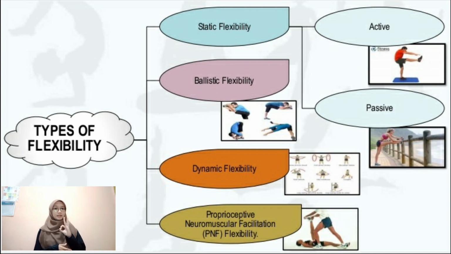So the third type is ballistic flexibility. This is the momentum use of a moving body or a limb in an attempt to force it beyond its normal range of motion. This is stretching or warming up by bouncing into a stretch position, using the stretched muscle as a spring which pulls out of the stretch position. For example, bouncing down repeatedly to touch your toes.